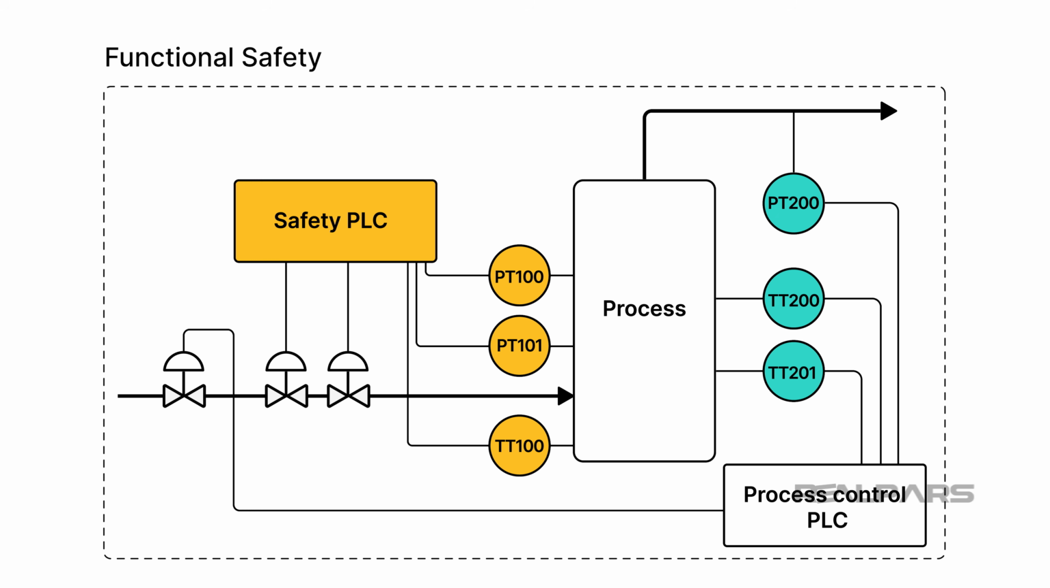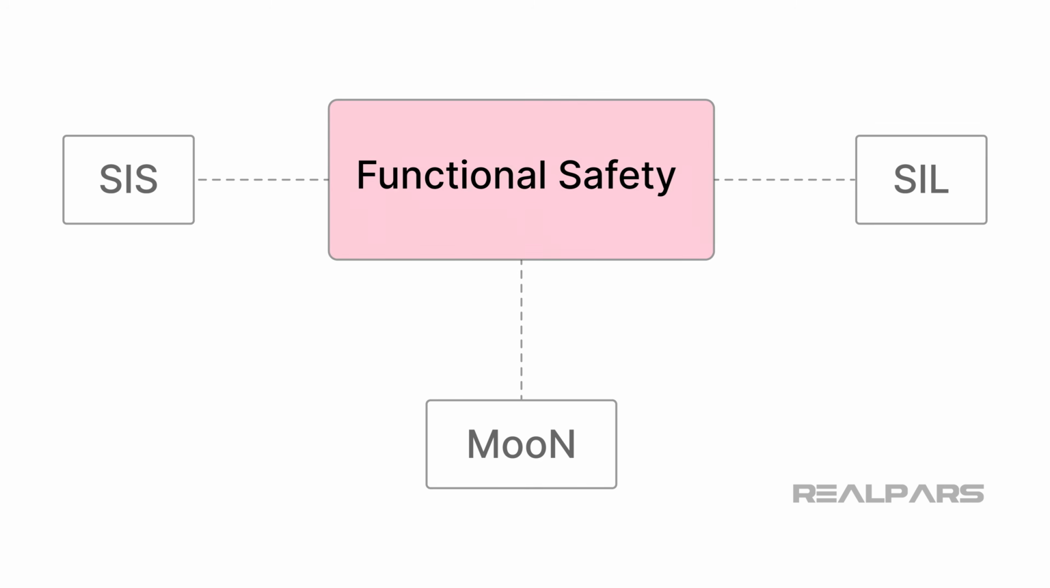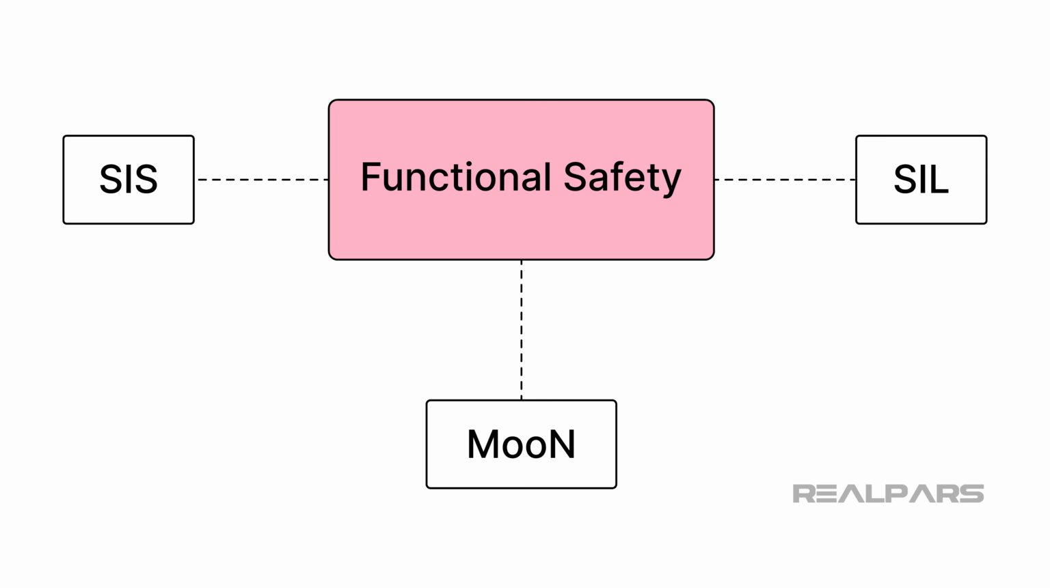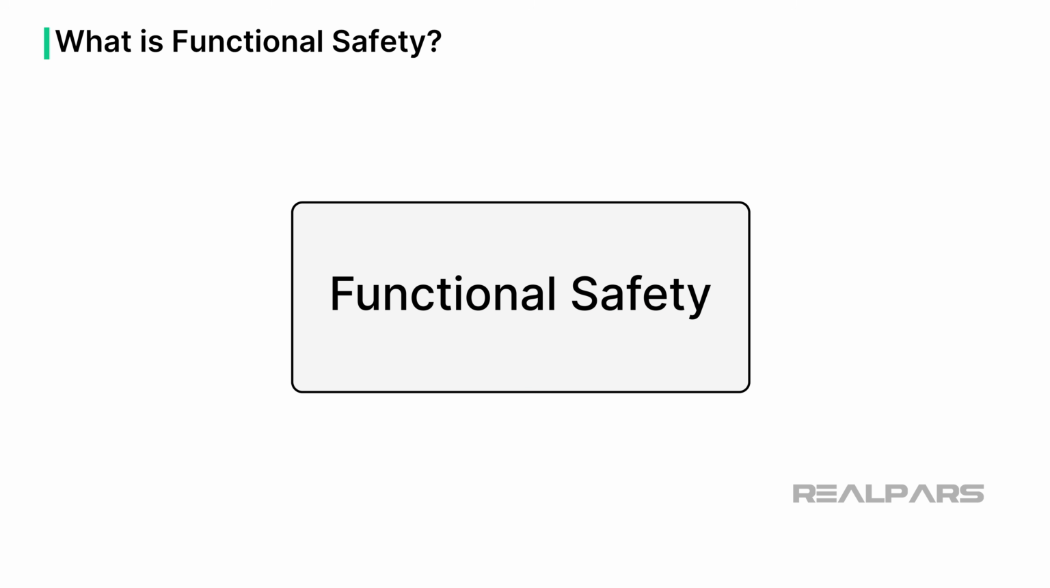In this video, we will explore the concepts commonly included within the domain of functional safety. First of all, here are a few confusing acronyms for you: SIS, SIL, and M out of N. Stick around because we will attempt to address each term and discuss how they are related or interact with each other. What is functional safety?